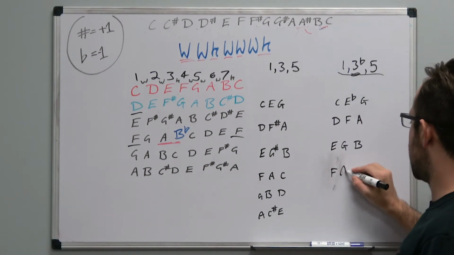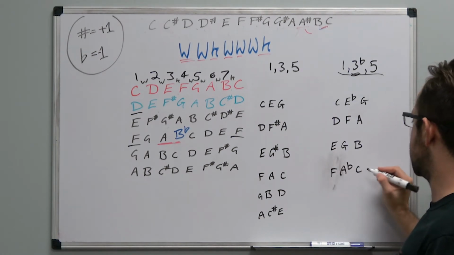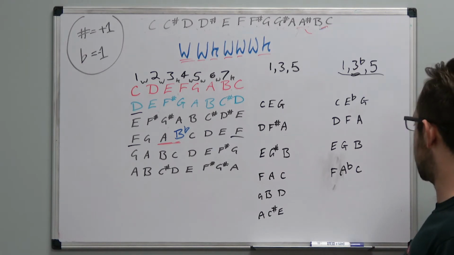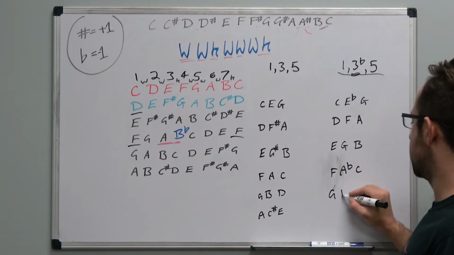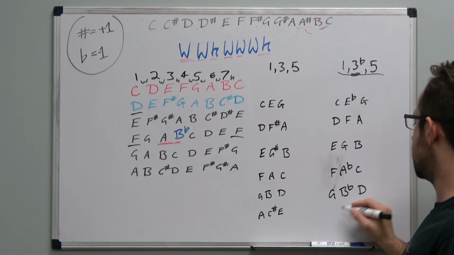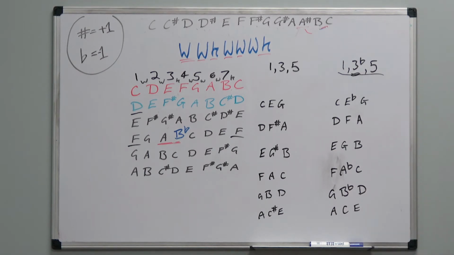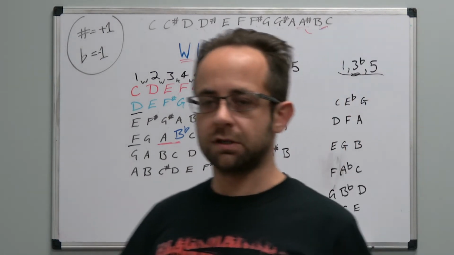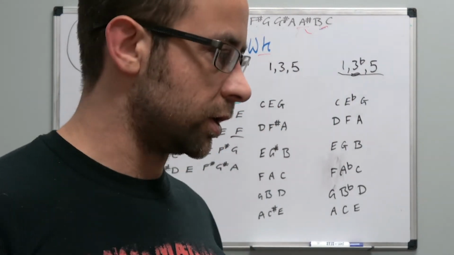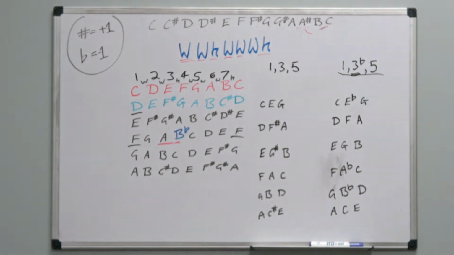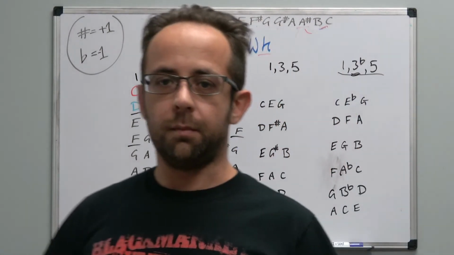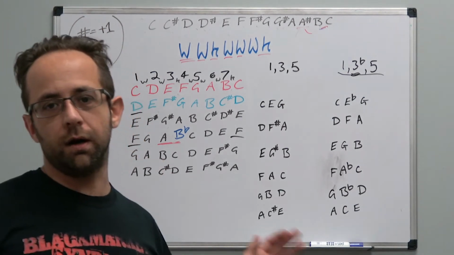F, A flat, C. And, let's see, oh yeah, okay, G, B flat, D, A, C, E. All right, big list of chords. This is how, from a theoretical perspective, the chords are constructed. But that doesn't tell us which ones will sound good together, right? All this tells us is that's what they are, that's how they're built.